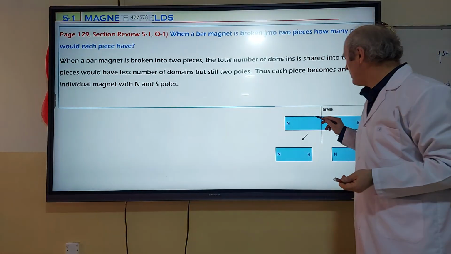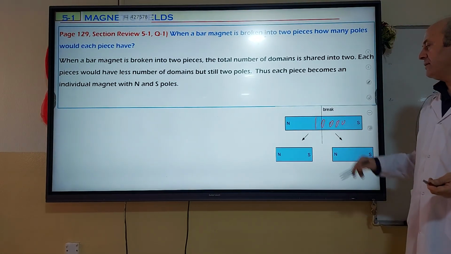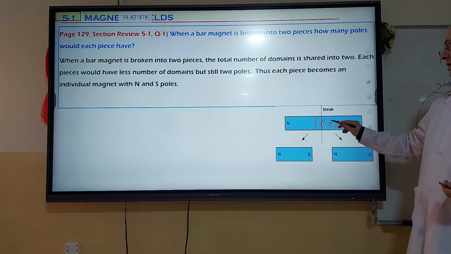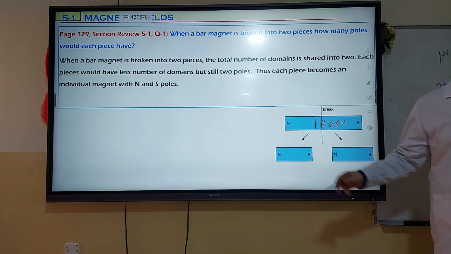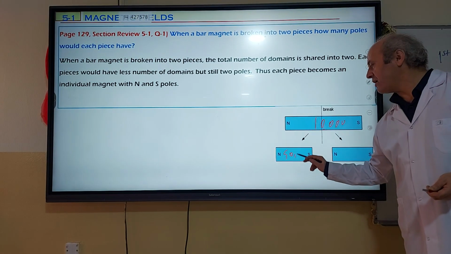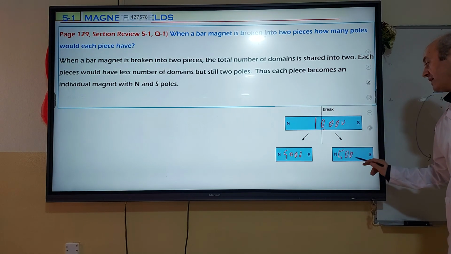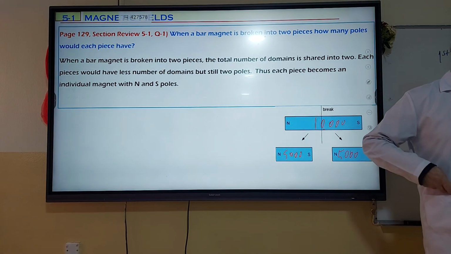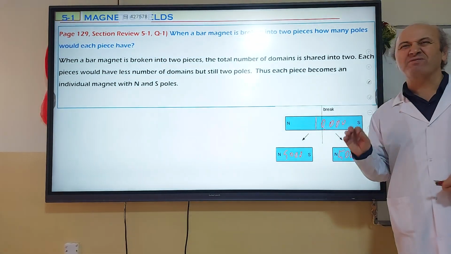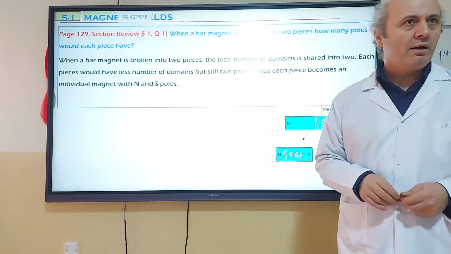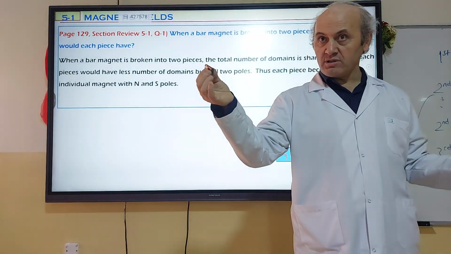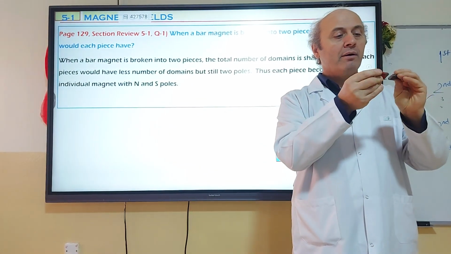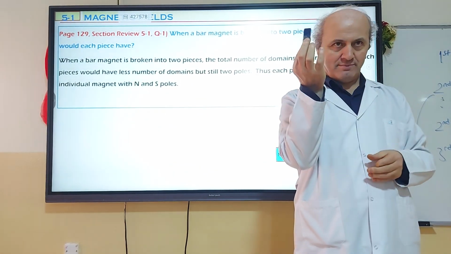Say that in here we have 10,000 domains. 10,000 also. When you break them, it becomes 5,000 and 5,000. As the number of domains decreases, the magnetic field gets weaker, because this magnet becomes weaker. That's why don't break them, okay? But it's broken. It's not that strong. When we combine them, it becomes stronger.